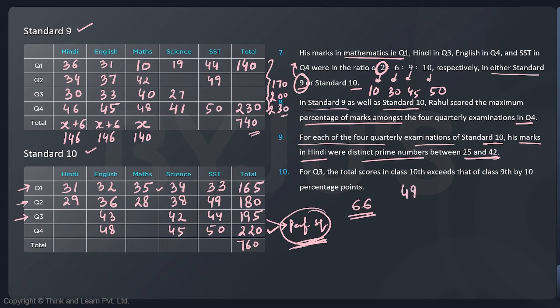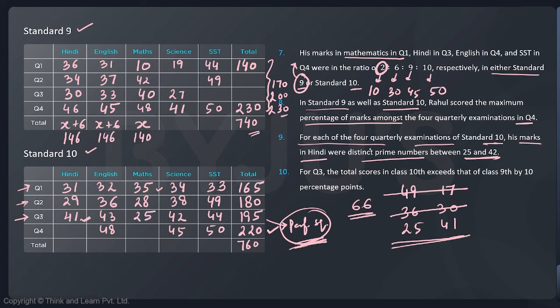Either one is 49, the other is 17, or one is 36, the other is 30, or one is 25, the other is 41. These are the only three possibilities such that one of them is a perfect square. But I need a prime number here which is between 25 and 42. This does not give me that. This does not give me that. Only this option gives me that. So this has to be 41 and this has to be 25.